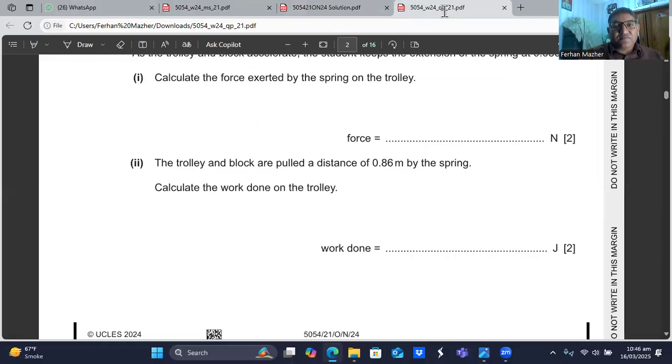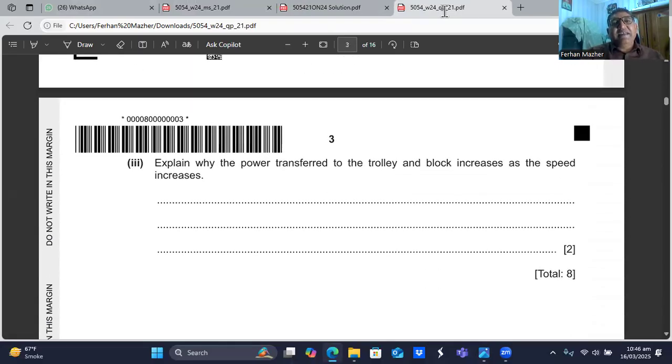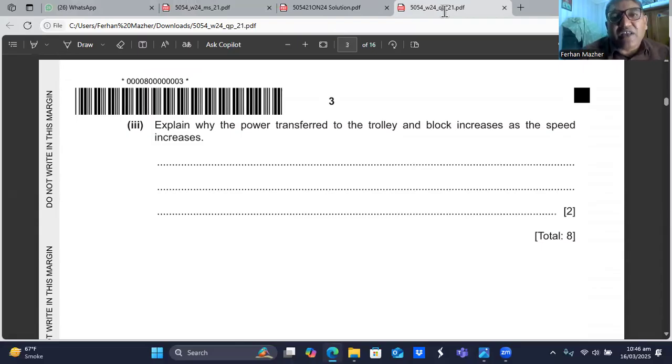So here, it says, explain why the power transfer to the trolley and the block increases as the speed increases.